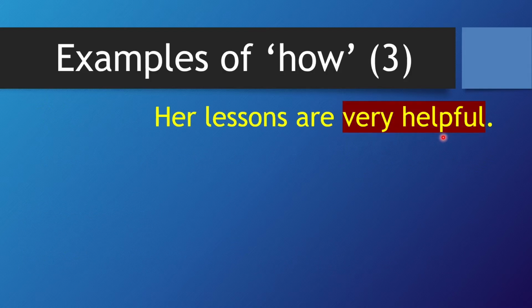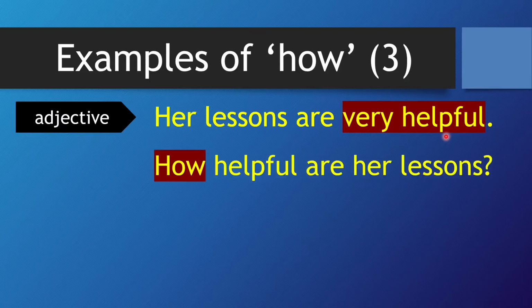So here, very helpful is marked. And you know, helpful is working as the adjective here. So the sentence will become, how helpful are her lessons? Here, lessons is given in the plural form. So at the beginning, there will be how. After that, the adjective will come. As I mentioned earlier, helpful is the adjective in this sentence.